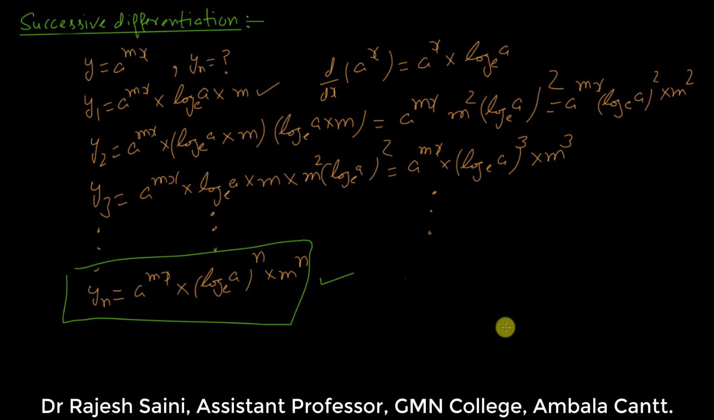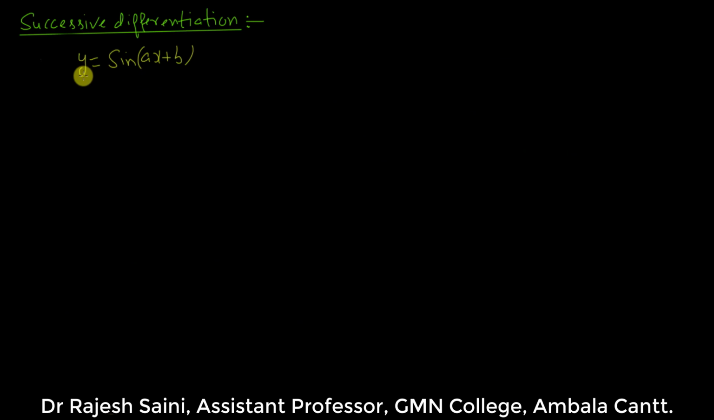Now we'll take the next elementary function, y is equal to sine(ax plus b), where a and b are constants. We have to determine the nth order derivative, meaning its successive differentiation. How will we determine it? Differentiating firstly with respect to x on both sides, it will be cos(ax plus b), since the differentiation of sine is cos, and now the differentiation of ax plus b will be a.